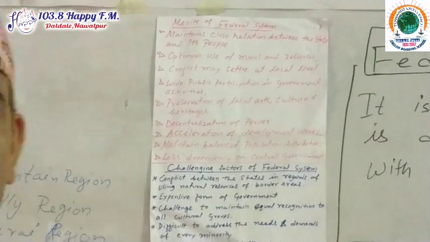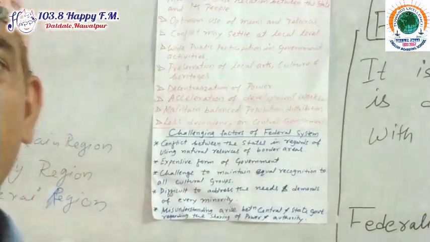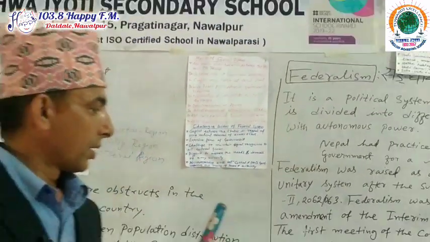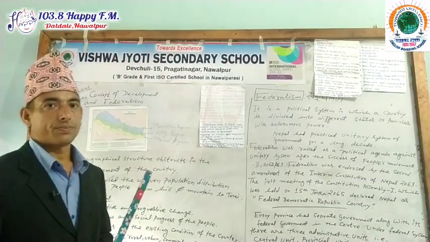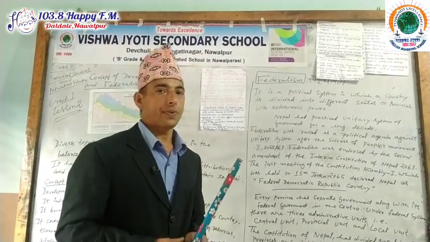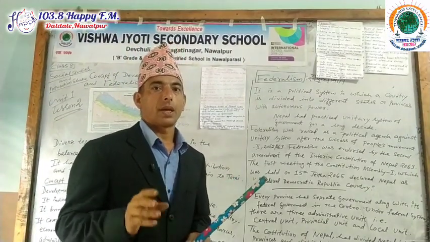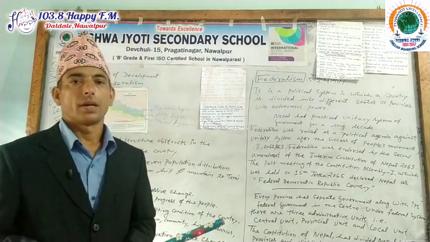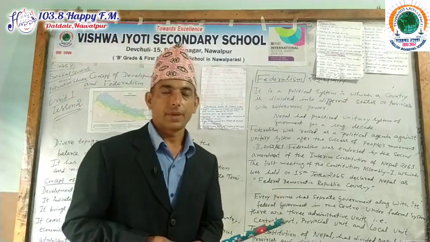So by saying this, my dear children, today's class, one homework is there for you. The first question for you: write about what the federal system is and its importance. The question is, write about the federal system and its importance.